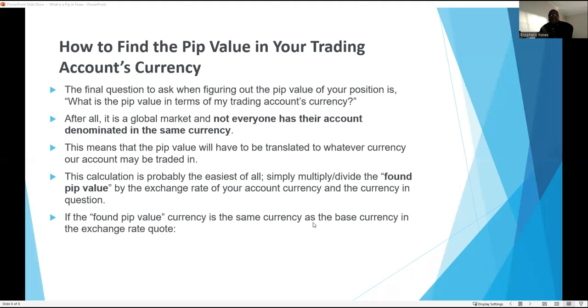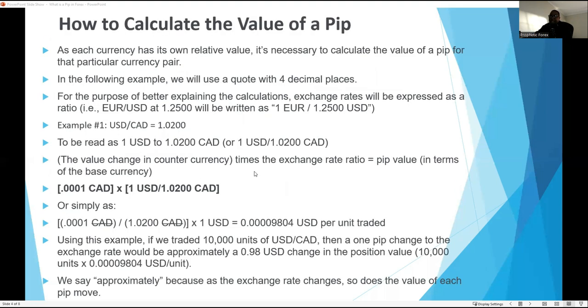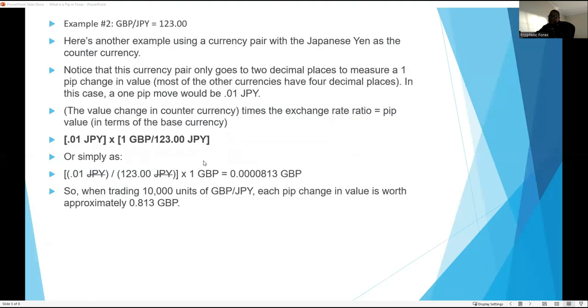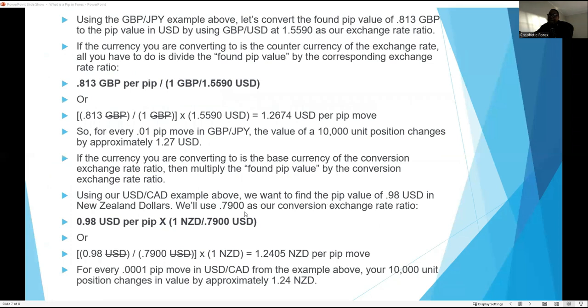We simply multiply or divide the found pip value. The found pip value is in your base currency. So you take the pip value in the base currency of the pair you're trading, and you just multiply it by the exchange rate of the currency that you're trading in.